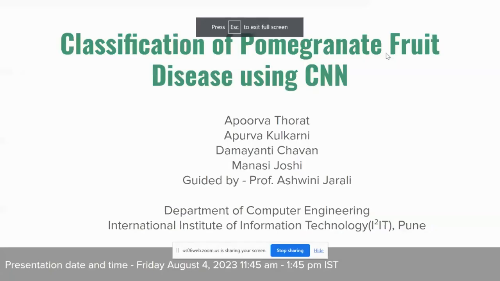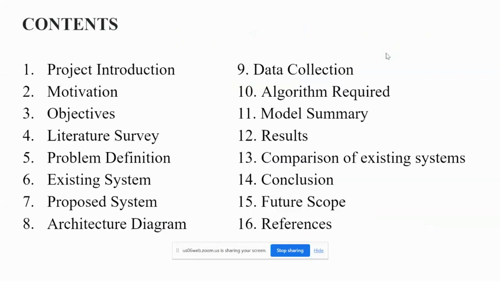So good afternoon, one and all present here. My topic for today is classification of pomegranate fruit disease using CNN. Our group members are Apurva Kulkarni, Damayanti Chavan, Mansi Doshi, and our mentor is Ashwini Jarai, ma'am. We are all from International Institute of Information Technology, Pune. So this is the content of today's PPT.